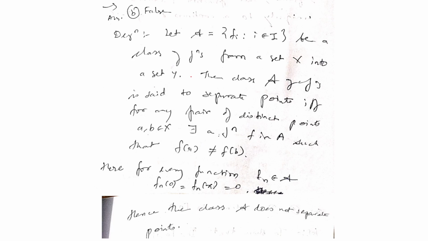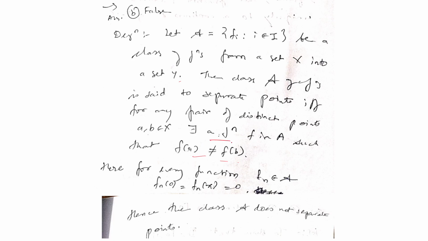Let's see the definition. Let A be the class of functions f_i, i belongs to I, a class of functions from a set X into a set Y. The class A of functions is said to separate points if and only if for any pair of distinct points a, b belongs to X, there exists a function f in A such that f(a) is not equal to f(b).